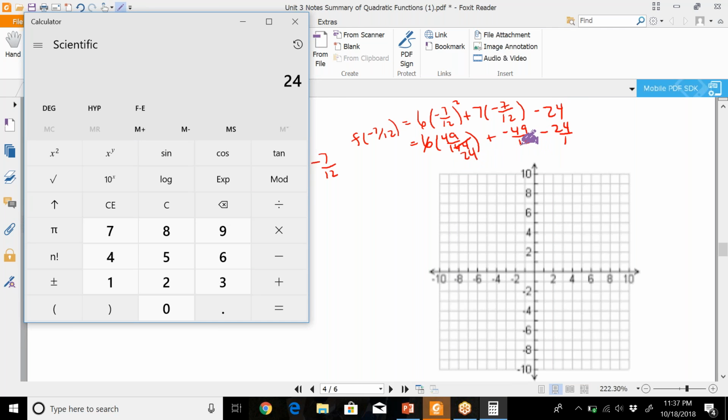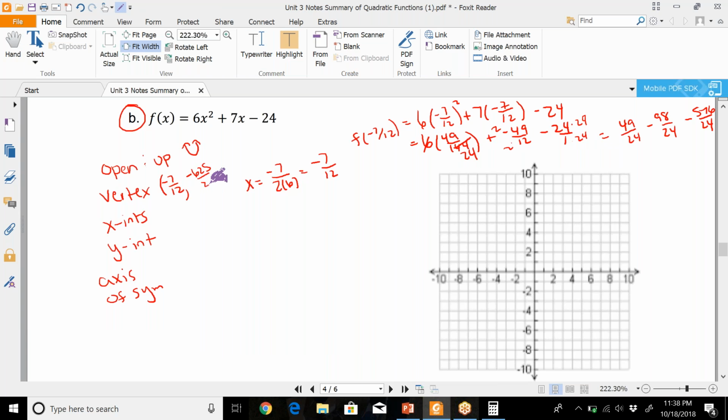So now we need to get a common denominator of 24. So times this fraction by 2 over 2 and this one by 24 over 24. So that's going to make 49 over 24 minus 98 over 24 minus, what's 24 times 24? 576 over 24. So let's make that negative, subtract the 98, and then add the 49. That's negative 625 over 24. Okay.